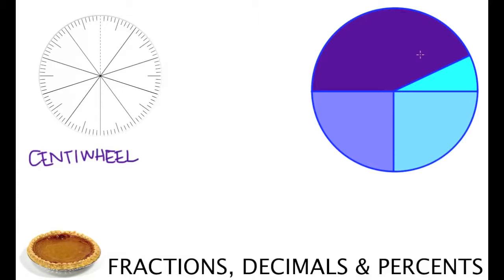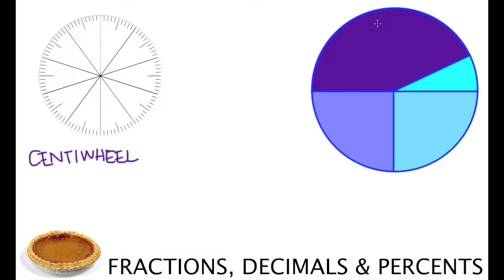You can see over here I have a pie chart. Now you understand why I put a pumpkin pie in the picture. A pie chart is a round circle with different pieces of the pie cut out to show different amounts. There's a certain amount of purple here, a certain amount of indigo, a certain amount of light blue, and a certain amount of teal, or whatever these colors are.